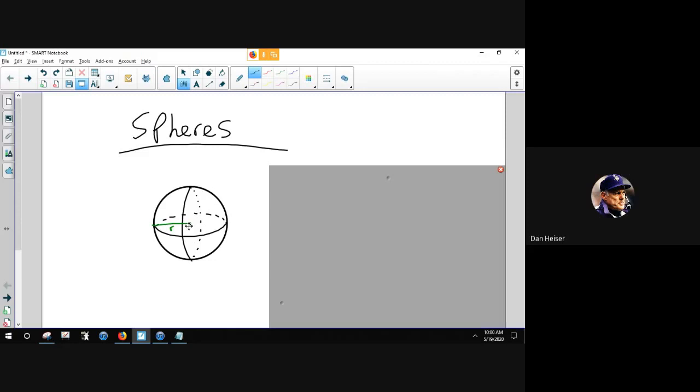It has a radius, which connects a point on the surface to the center. So if you imagine the Earth as being a sphere, any one point on the ground connected to the center of the Earth, that would be the Earth's radius.